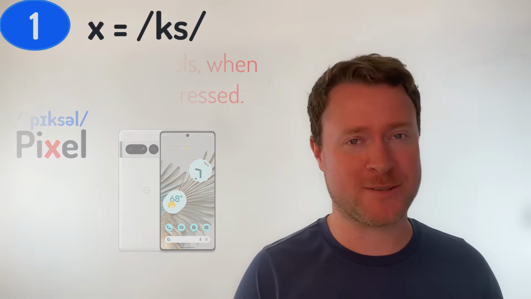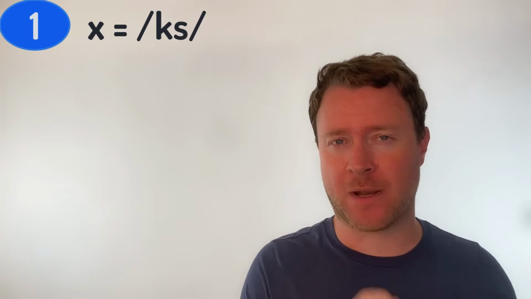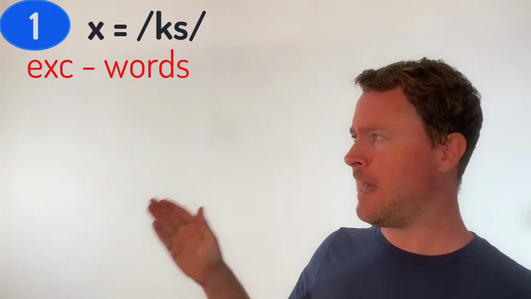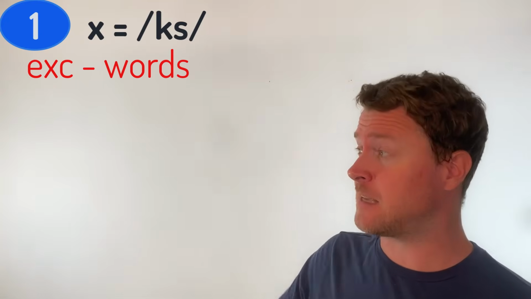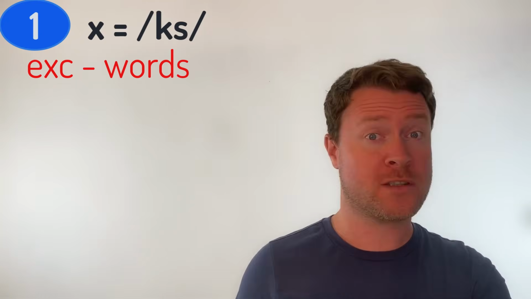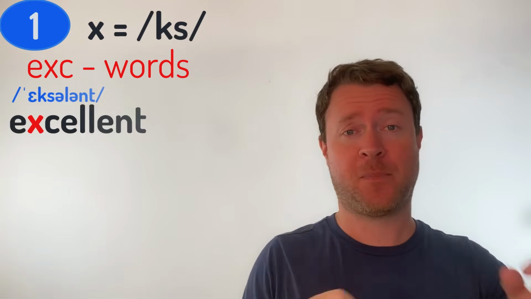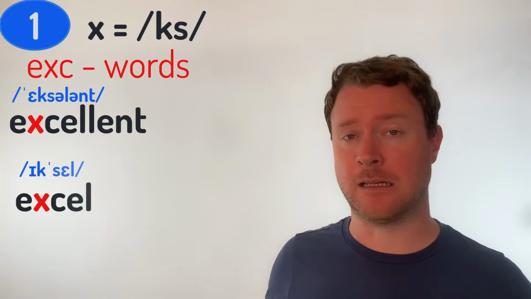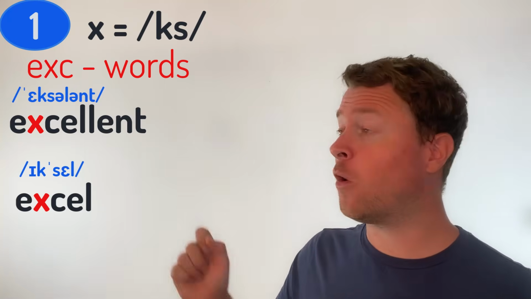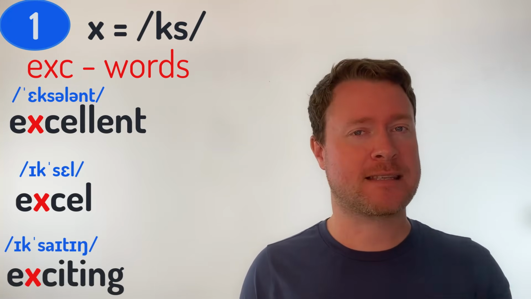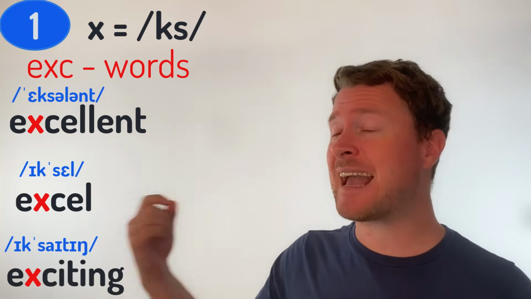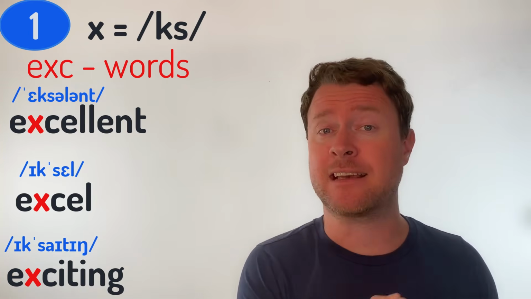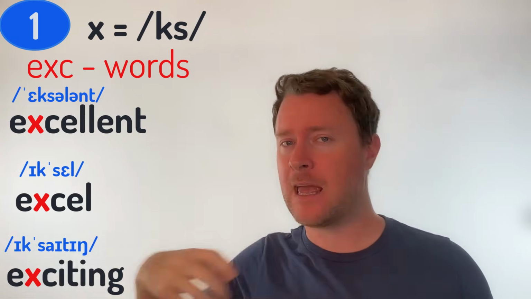The letter X is also pronounced as that X in words where you don't only see EX, but you see EX and C together. Words like excellent, excel, or exciting. You've got that X at the beginning, EX, and then you've got that C, which is like an S. Exciting.